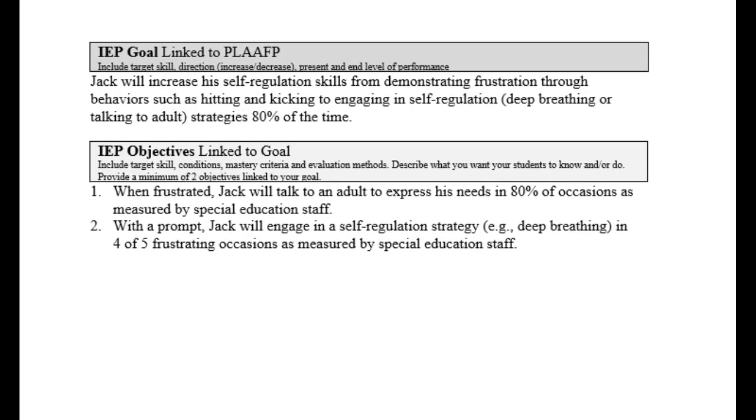So here we see a goal written with a direction, a skill, and the present and ending level of performance included. Jack will increase his self-regulation skills from demonstrating frustration through behavior such as hitting and kicking to engaging in self-regulation, deep breathing, or talking to adult strategies 80% of the time.